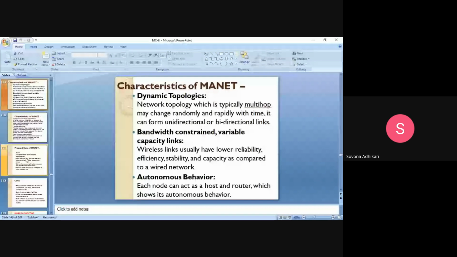So please write your name and registration number, those who have not written on the board.